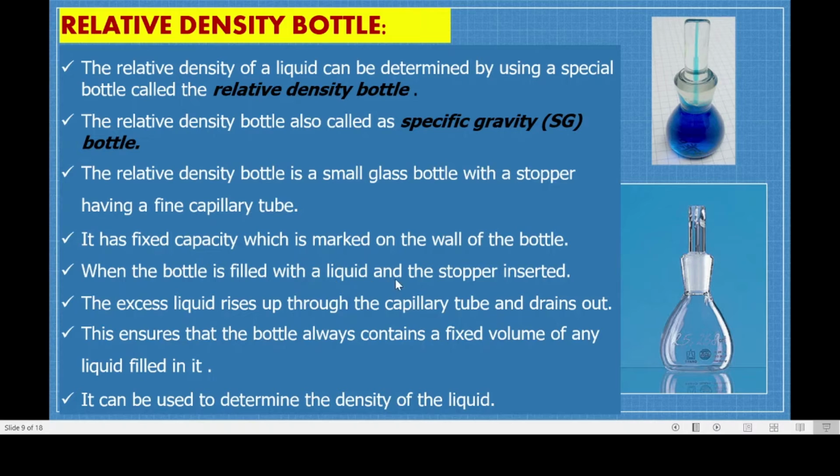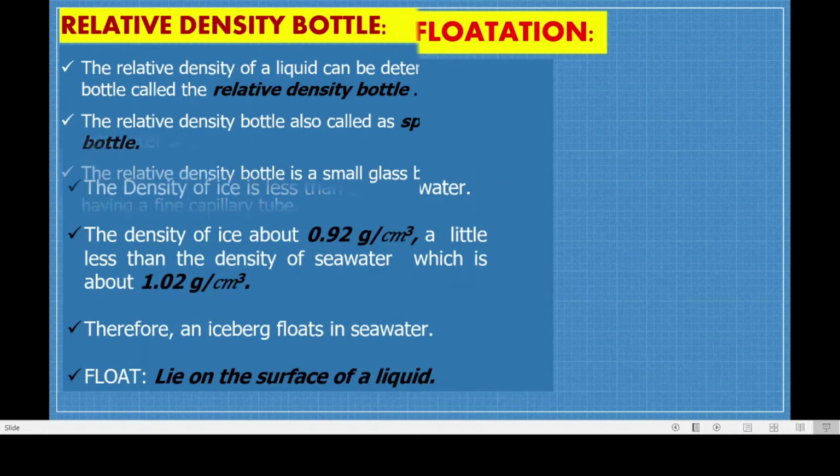When the bottle is filled with the liquid and the stopper is inserted, the excess liquid rises through the capillary tube and drains out of the RD bottle. So this ensures the bottle always contains a fixed volume of liquid filled in it. This will ensure the fixed volume of any liquid, so this can be used to determine the density of the liquid.